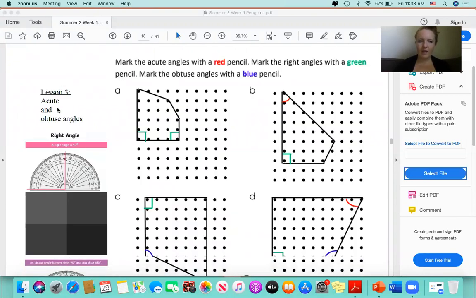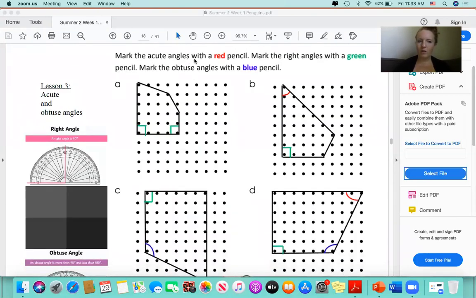Lesson 3, you're going to mark acute angles with a red pencil, right angles with a green pencil, and obtuse with a blue pencil. Now remember, for a right angle, we mark part of a square in it to complete that square. And then our obtuse and our acute angles, we can just do with a curve. I've done some of them already. You can see here I've put 2 right angles. What would this angle be?